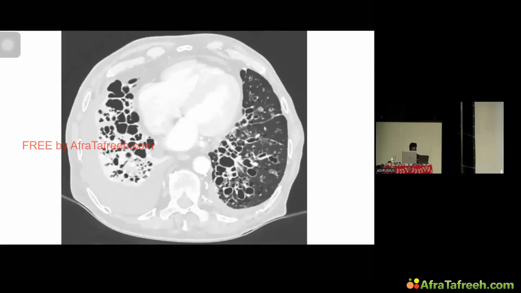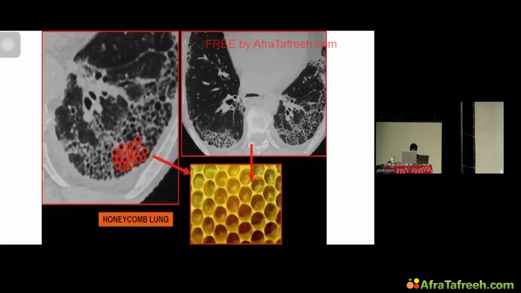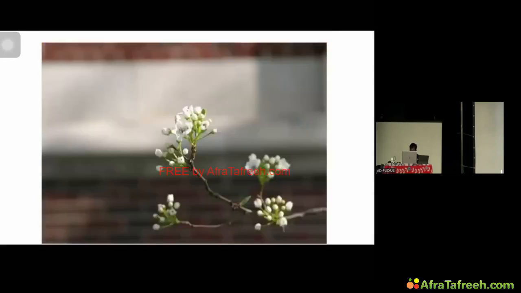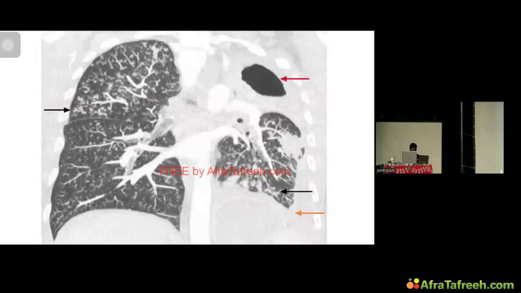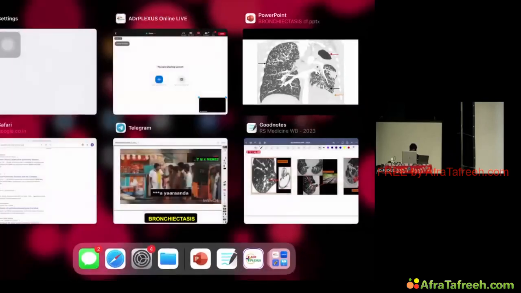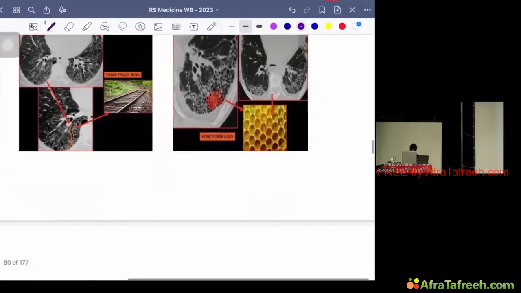Then you can get a lot of cystic spaces like this, which is going to give you a honeycomb appearance. Okay, honeycomb appearance like this. It can also give appearances like this also. What is this one? Tree in bud appearance. So you can also get tree in bud appearance.